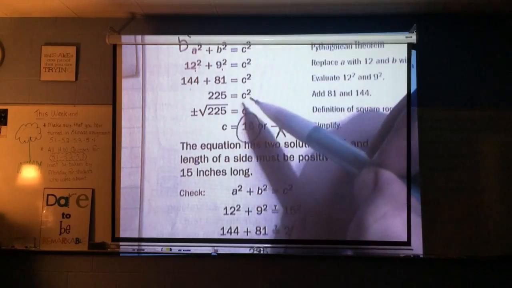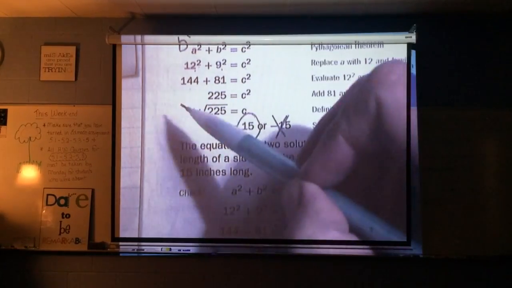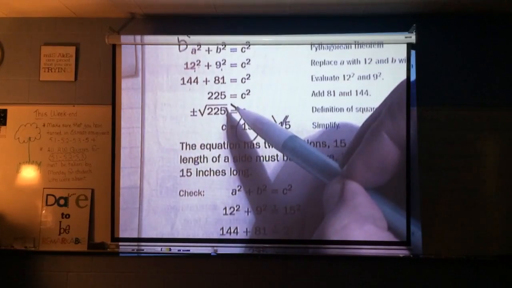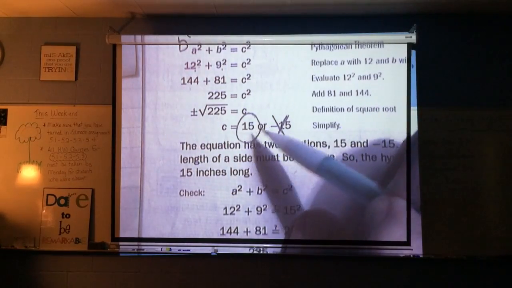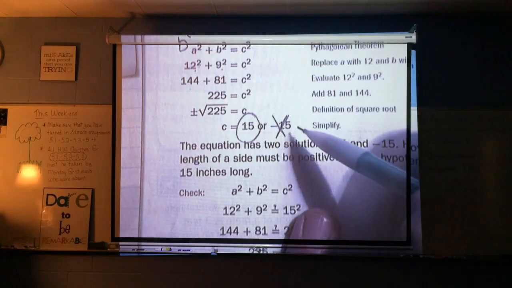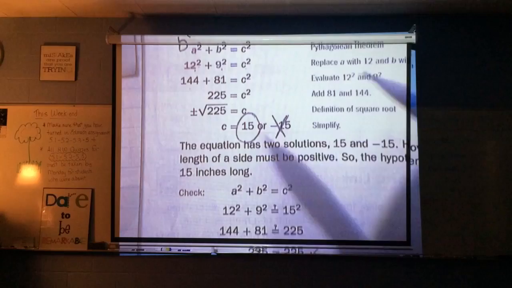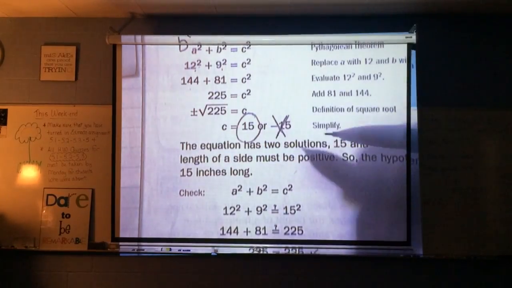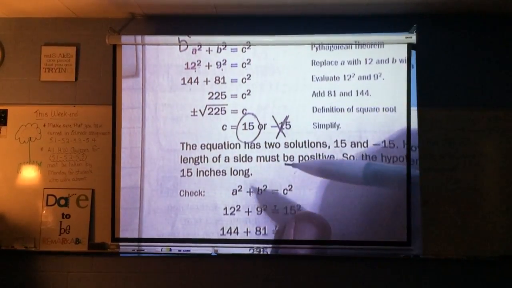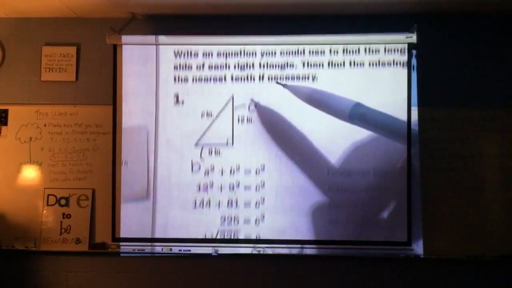But that isn't C. We have to find C. To undo a squared, you take the square root. So we're going to take the square root of 225, which is 15. It's also a negative 15 because a negative 15 times a negative 15 also equals 225. But since we're finding the length of a side, it doesn't make sense to include the negative amount. So we go ahead and just cross that one out and only refer to the positive one. So the hypotenuse is 15.